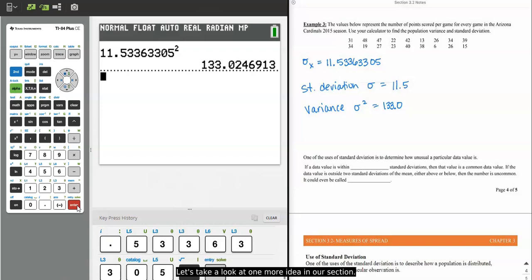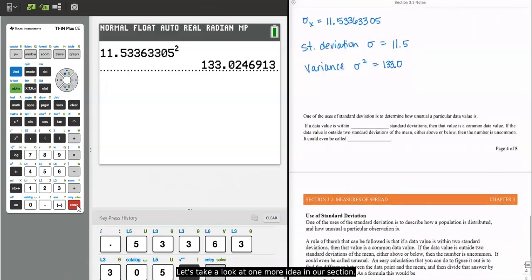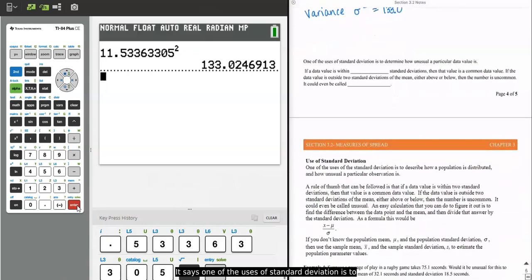So let's take a look at one more idea in our section. It says one of the uses of standard deviation is to determine how unusual a particular data value is. If a data value is within 2 standard deviations, then that value is a common data value. If the data value is outside 2 standard deviations of the mean, either above or below, then the number is uncommon, and we usually say it's unusual. So anything that's greater than 2 or less than -2 would be unusual.